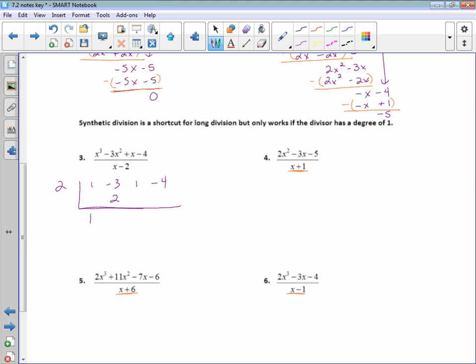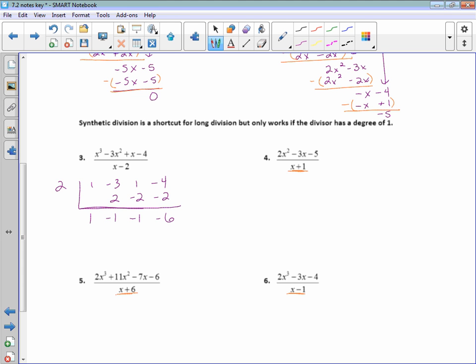The difference now with synthetic, instead of subtracting, what do you think we do? We add. So -3 plus 2 is -1. And what do I do? Multiply by 2. Yep, so I get -2. And then I add. I get -1. I multiply. I get -2. My last number is -6.